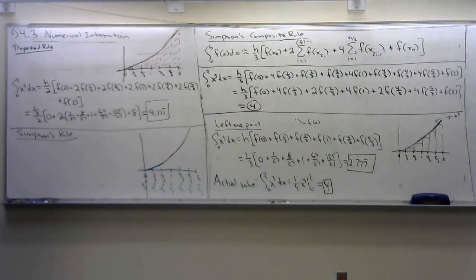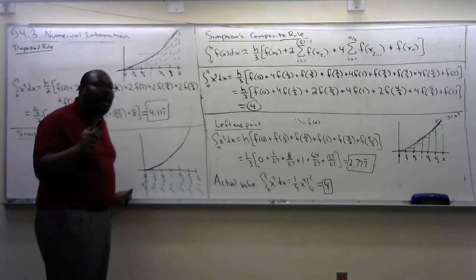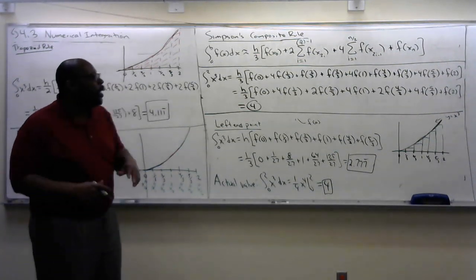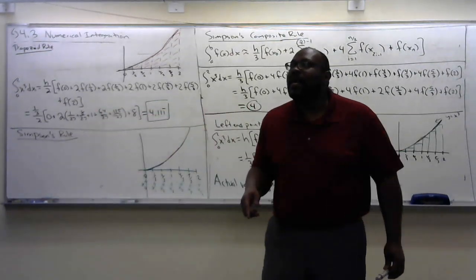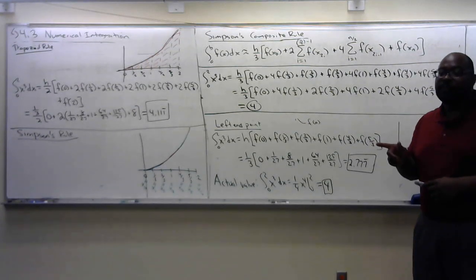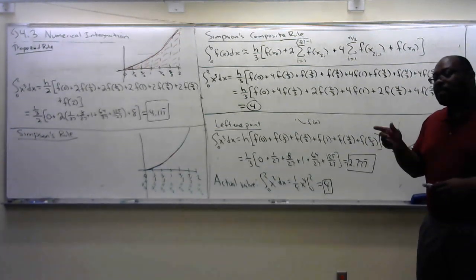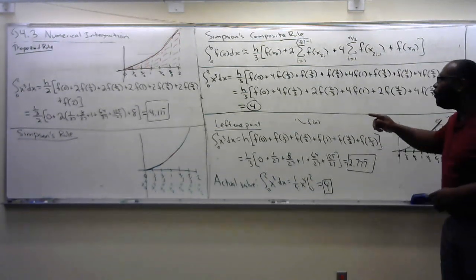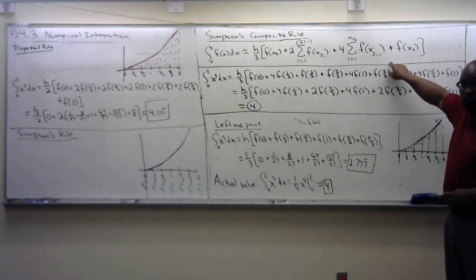You get the exact value. And the reason why you get the exact value is because remember that error that we had for Simpson's rule. The error that we had for Simpson's rule said that your error is going to depend on the fourth derivative of your function. That's what it said. The fourth derivative of your function is where your error is going to come from.